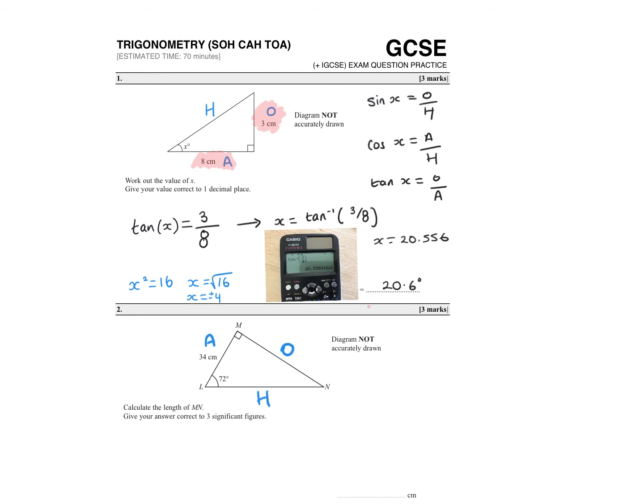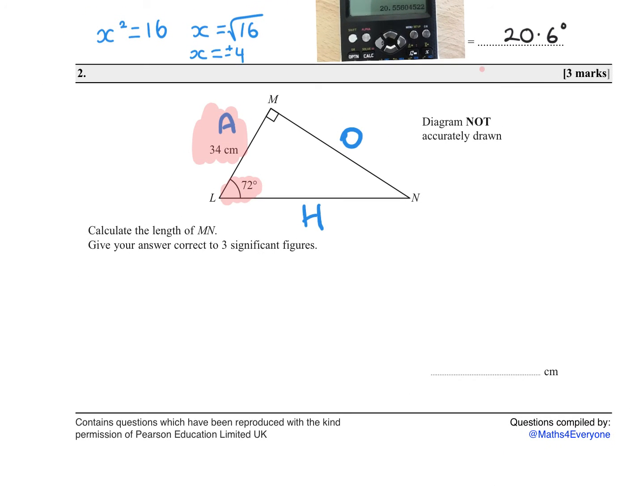Now, what I notice is if I highlight everything I have, oh, sorry, that was not the highlighter. I have A, and I have an angle. So this time, I don't have two sides. But if I read the question, it actually says, calculate the length of MN. It wants us to calculate a length, MN. MN is this length here, which is in fact our opposite.